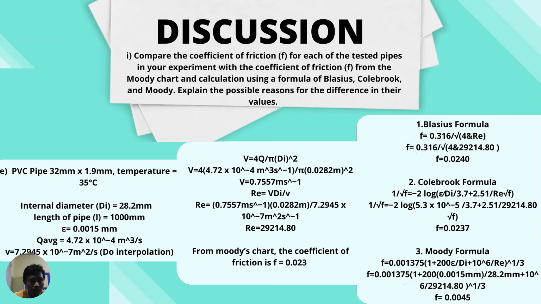Next, for PVC pipe 32 mm times 1.9 mm, when we use the Versus formula, we get F equal to 0.024. With the Colebrook formula, we get 0.0237. For the Moody formula, we get 0.0045. For the Moody chart, the coefficient of friction F is equal to 0.023.